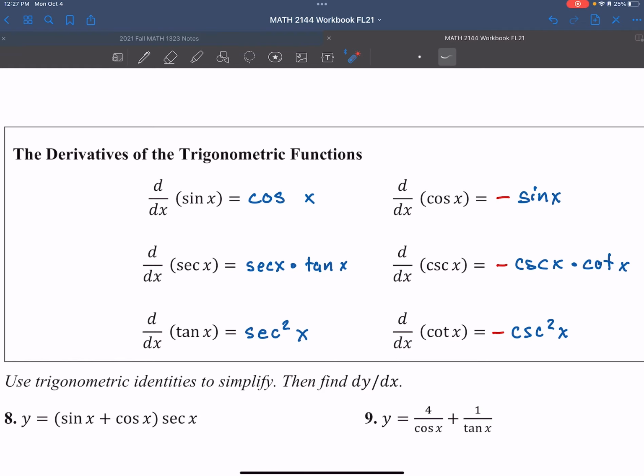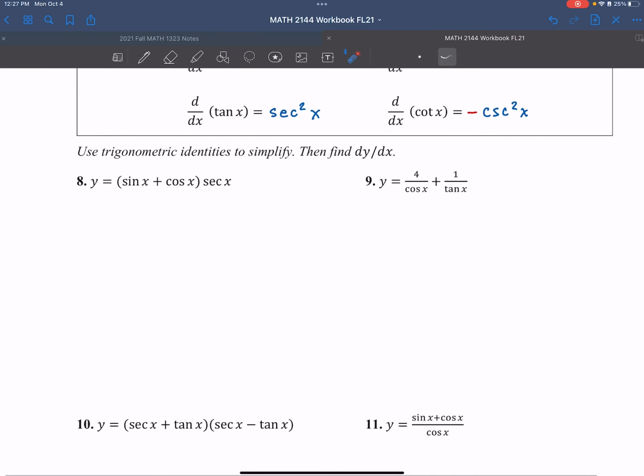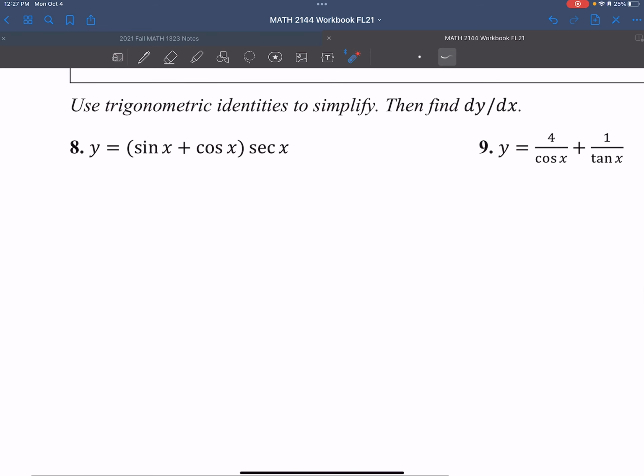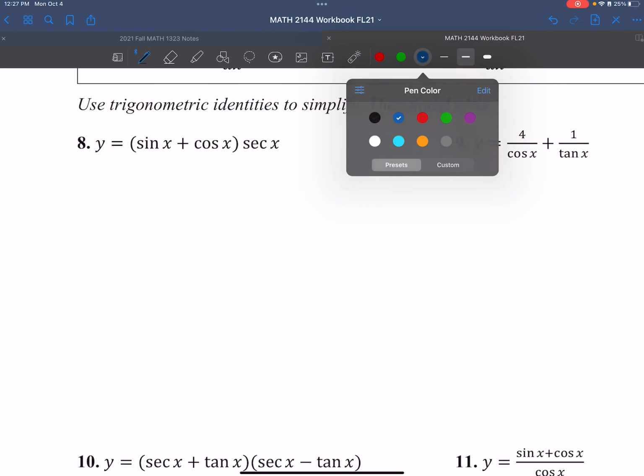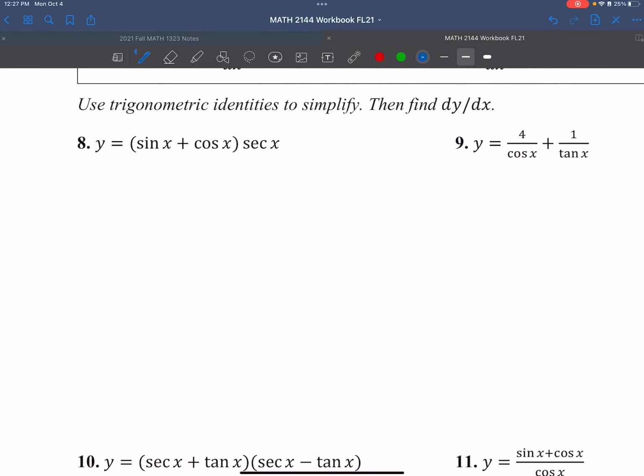Okay, so just to do a couple other examples together, I'm going to make some recommendations. Notice here it says use the trigonometric identities to simplify and then find the derivative with respect to x. So again, my recommendation is a little bit of algebra is going to save you a lot of headache. As you look at these, always think about, can I do a quick little simplification to save me some steps later? In this first one, notice that you can distribute the secant.